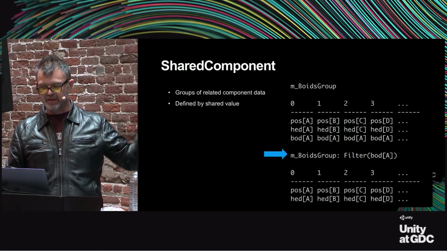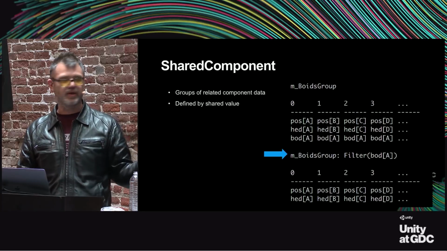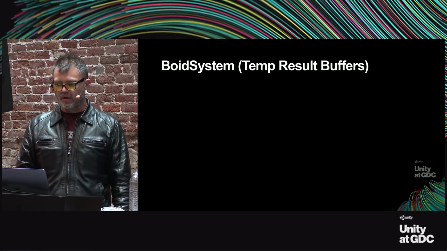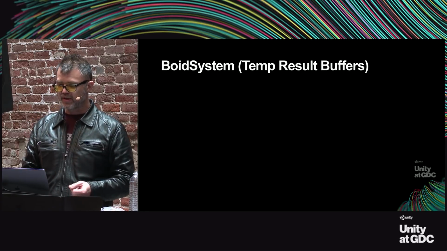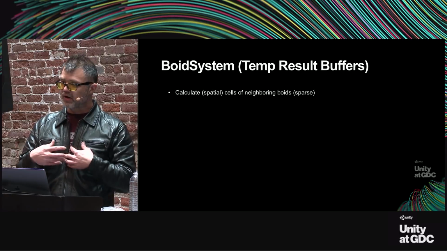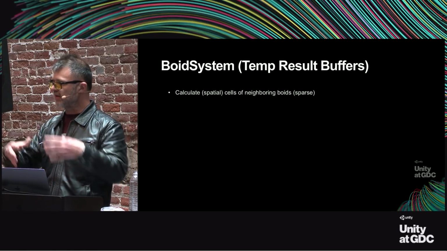In practice, basically you say, I want those 3 things, then you filter based on that specific value that you want. And you're left with the streams that match that value. The next stage is allocating whatever temp result buffers that you have. In our case, because we want to do things based on these sparse cells, we need to allocate data for those cells.